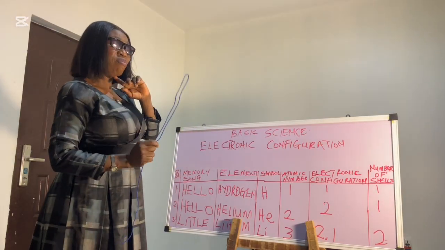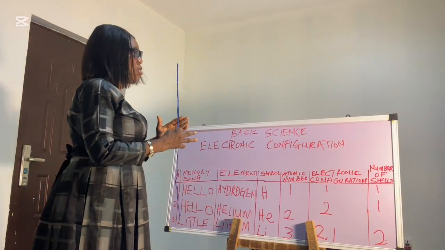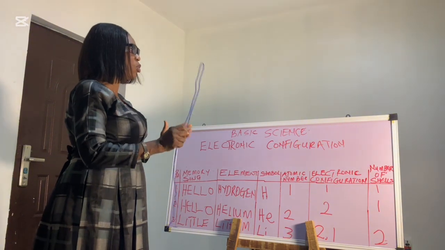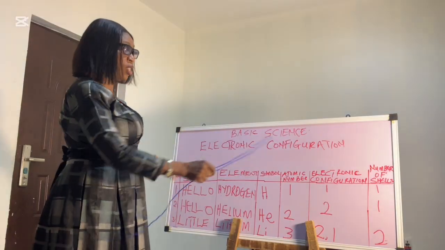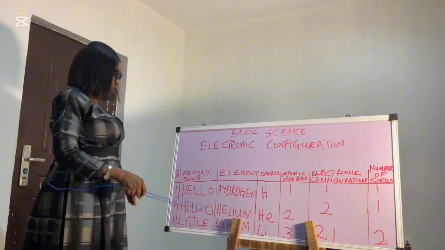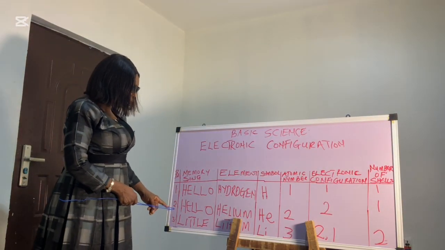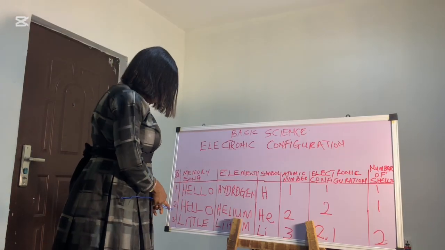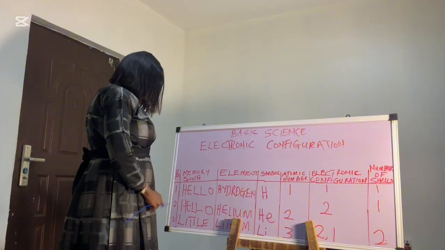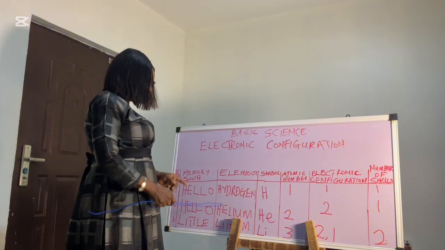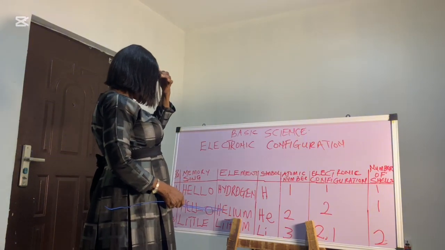Now, the first 20 elements, that's the maximum number they contain. The last one is calcium, which contains 4 shells. We will get there, so don't let me digress. Now, the second element is number 2, according to the arrangement and the singing of the song. Then we all know that the second element is helium.